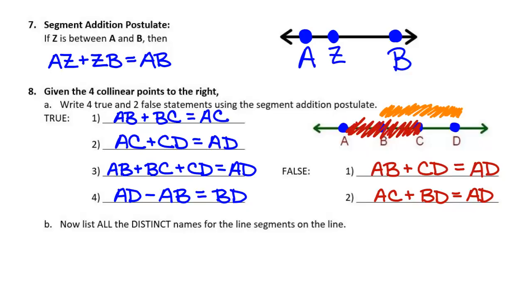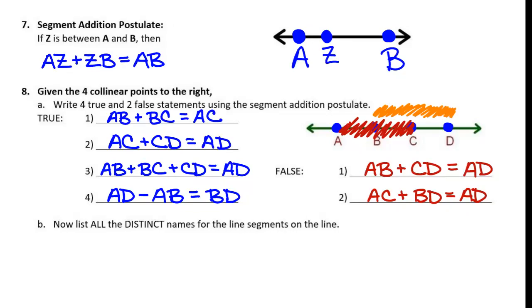All right. Now list all the distinct names for the line segments on the line. And this is going to be probably the last thing that we do today. We'll finish up tomorrow. All of the distinct line segments. So if you guys remember from yesterday, I told you how I walk through this to make sure that I get all of the pieces.